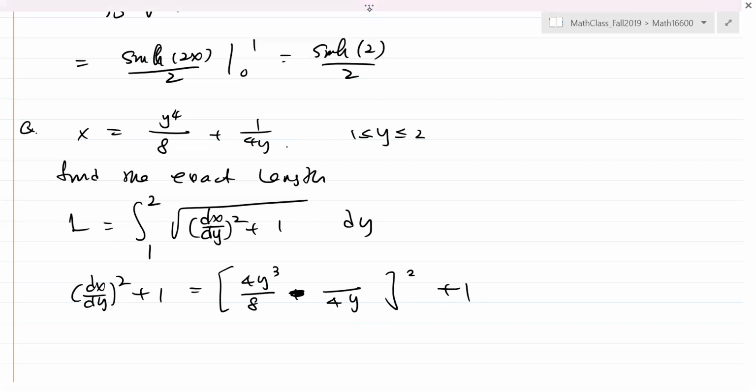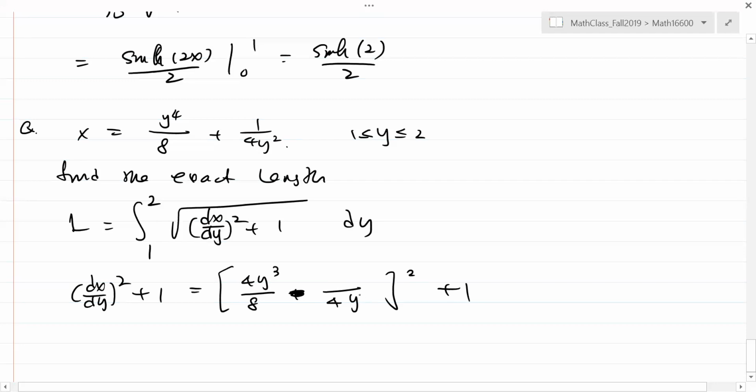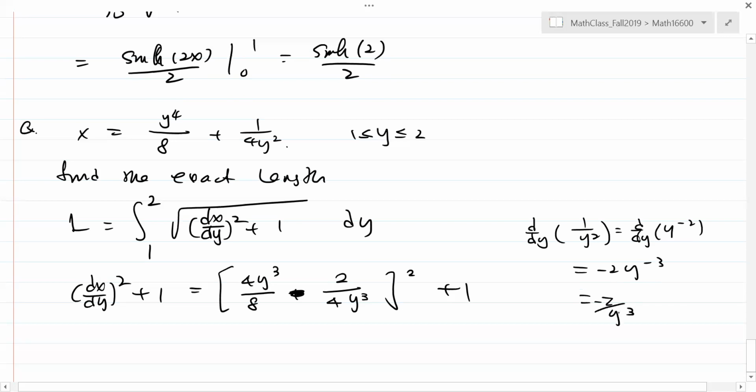Okay. You see some small change here. It's 2. Yeah, that is correct. Okay. When you differentiate this, right? Derivative of y, 1 over y square, right? And this is derivative of y to the negative 2, so it's negative 2y to the negative 3. Then you go back to this form, right?